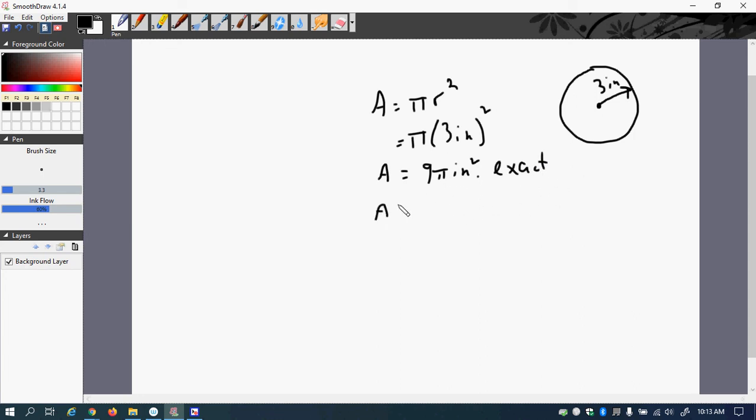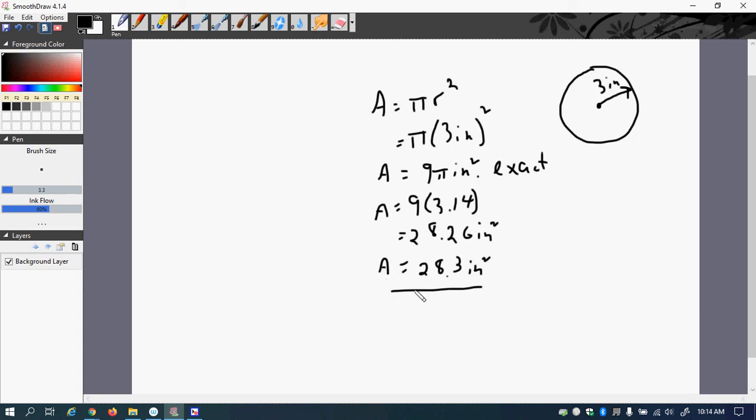Now if I want to get a rounded value, I would take out the pi and put in 3.14, right? And so I would multiply that out. So grab your calculator and let's calculate that. That would be 9 times 3.14, which turns out to be 28.26, and that is in inches squared as well. Now this is going to be rounded, so let's say we're still rounding it to the nearest tenth, so that would make it 28.3 inches squared for area.